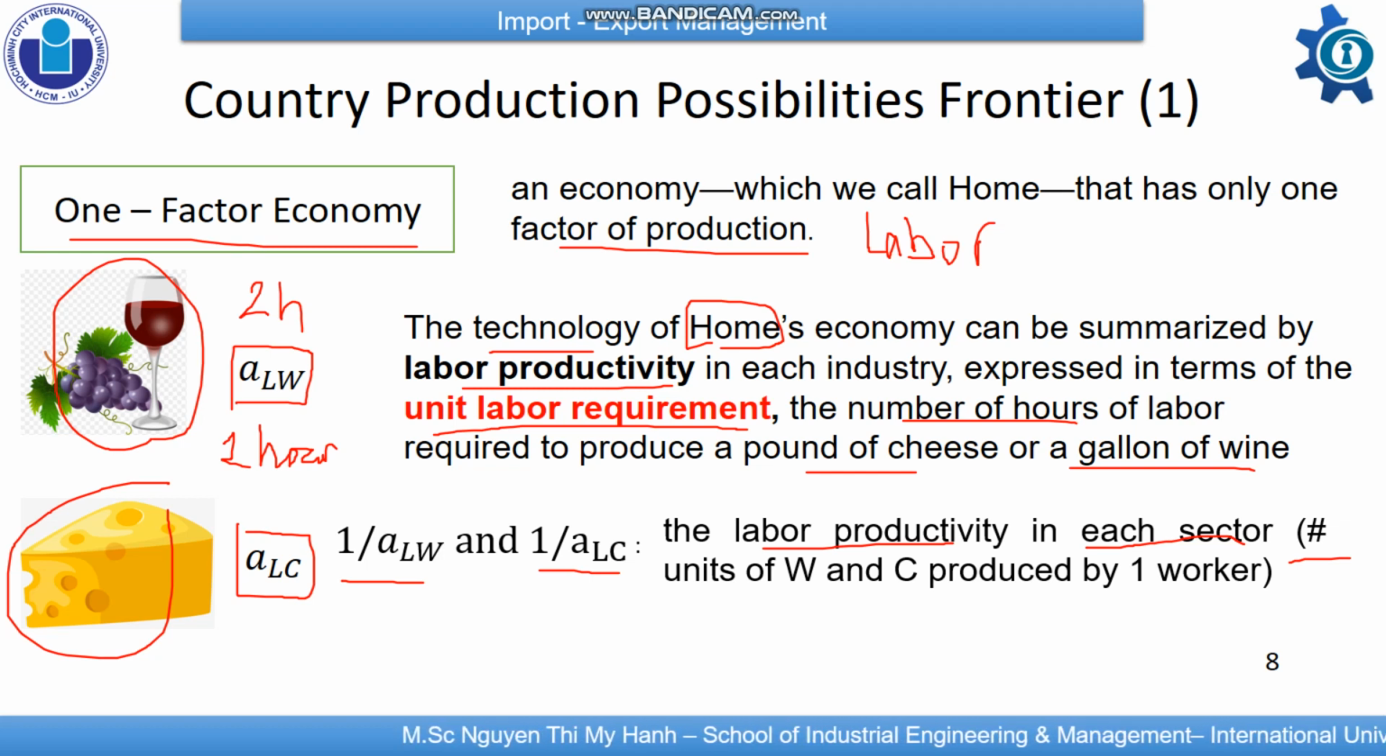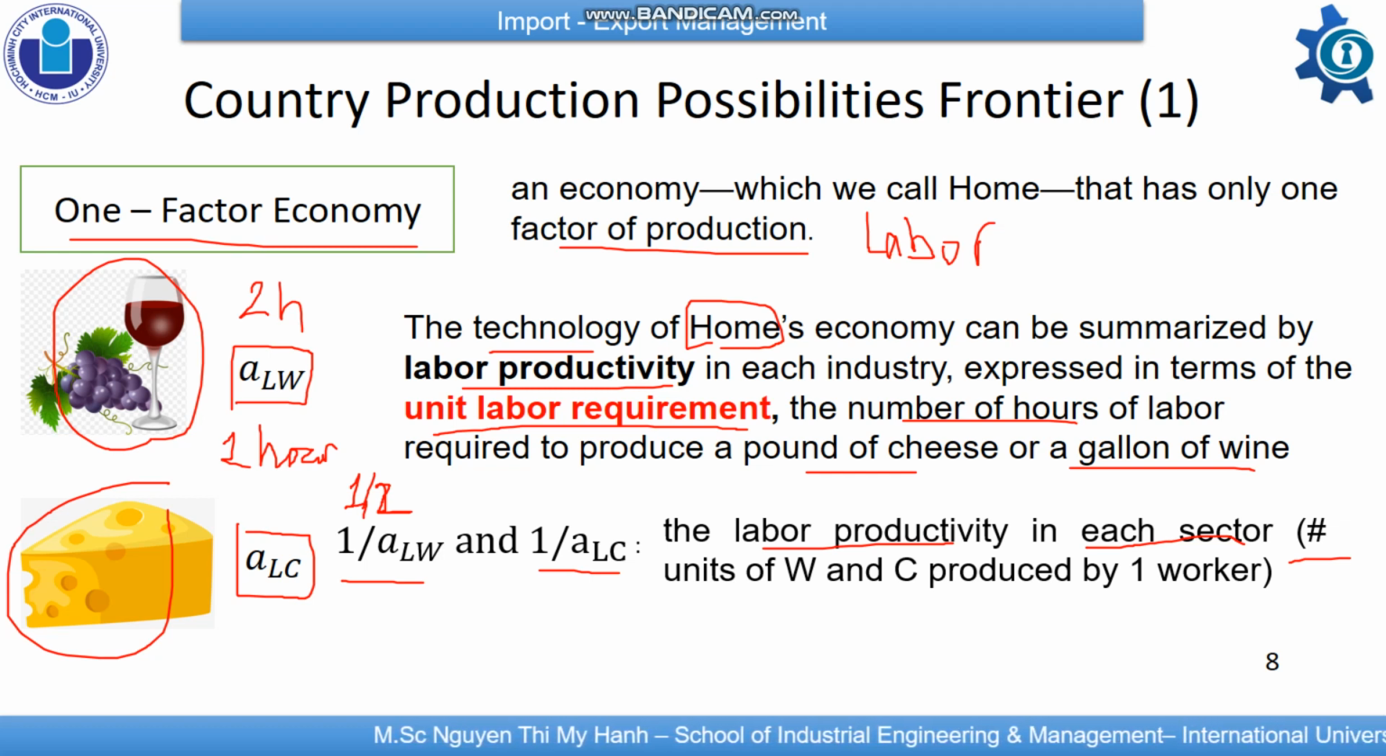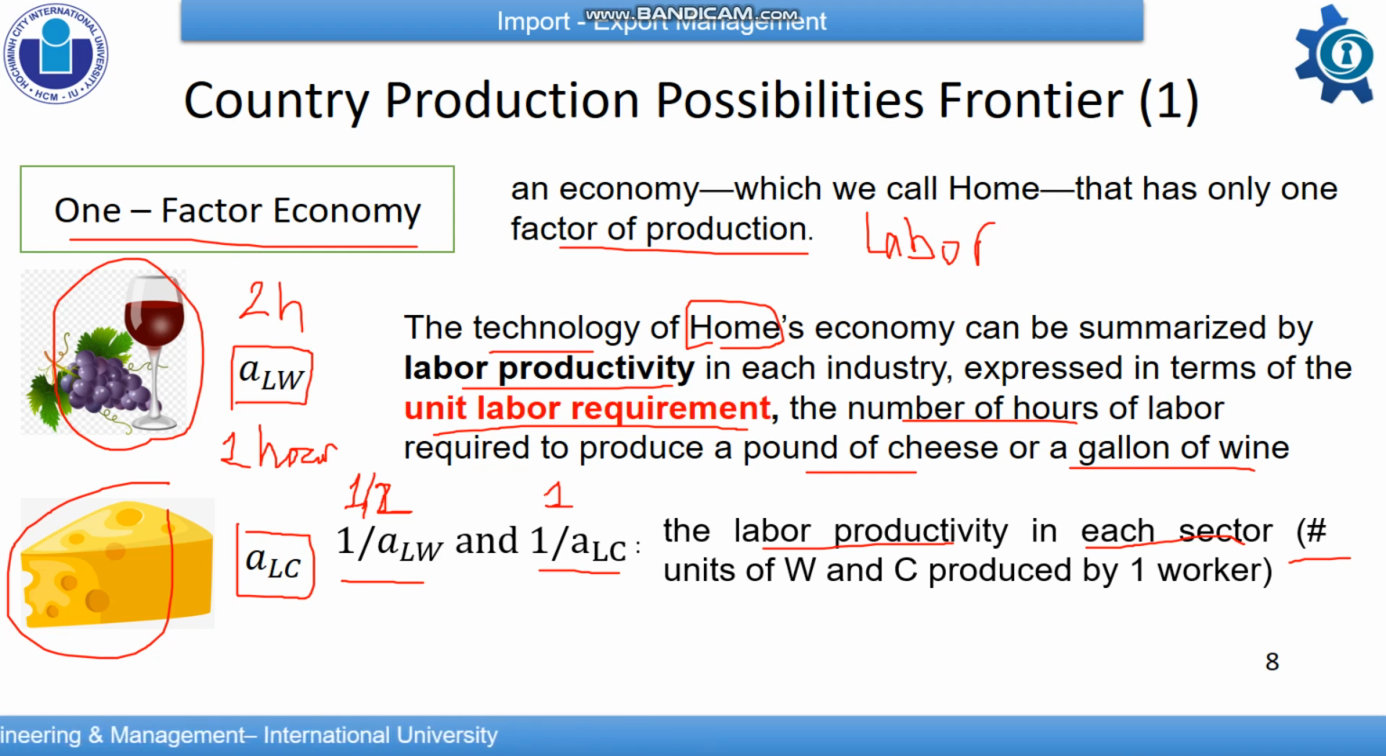So the labor productivity in the wine sector is 1 divided by 2. It means in 1 hour, they can produce half a gallon of wine, and in 1 hour they can produce 1 pound of cheese. So 1 and 1 divided by 2 are the labor productivities.